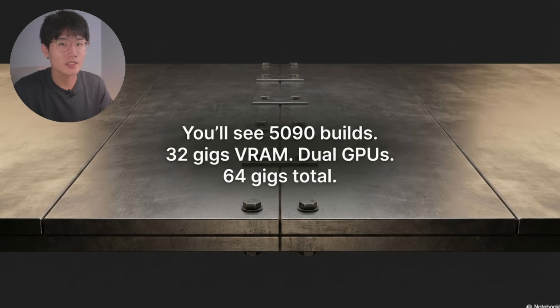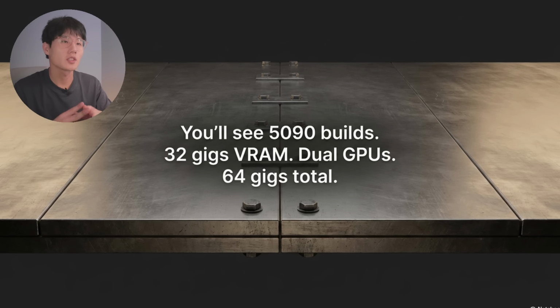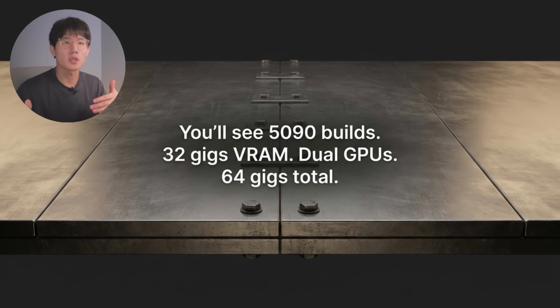One more thing, you'll see people talking about RTX 5090 builds with 32 gigs of VRAM and dual GPU setups pushing 64 gigs total. That stuff exists, but we're talking like a $10K plus setup. I'd say that's the highest end of consumer-grade graphics cards, the boss level. This is for people who actually want to train their own AI model and do something with it.